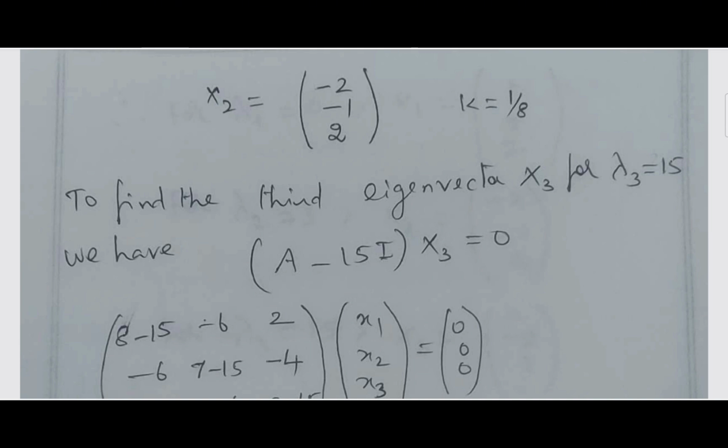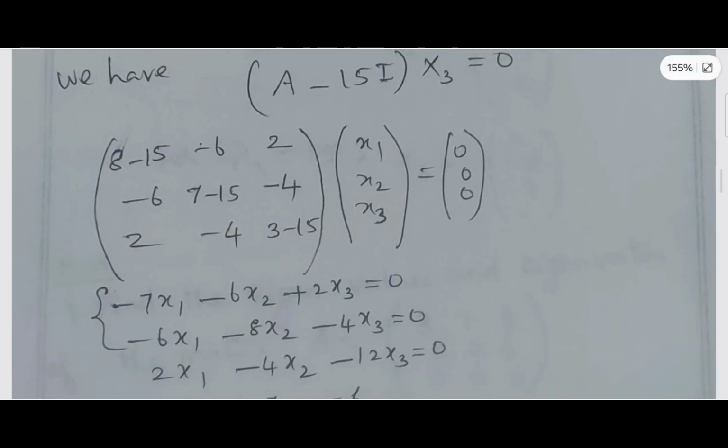So now we'll go for the third eigenvector, which is x3 for lambda 3 equal to 15. So A minus 15I, with lambda 3 equal to 15, into x3 is equal to 0. So x3 is also the same form of eigenvector. Along the diagonal I subtracted 15, 15, 15. So it is 8 minus 15, 7 minus 15, 3 minus 15.